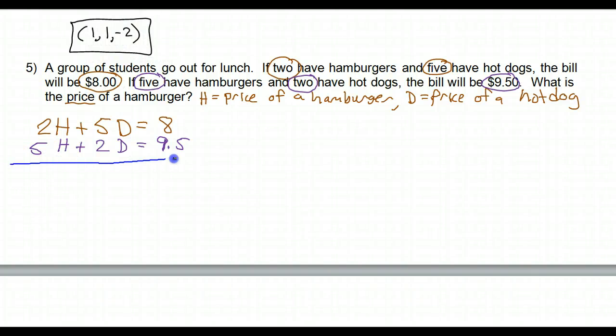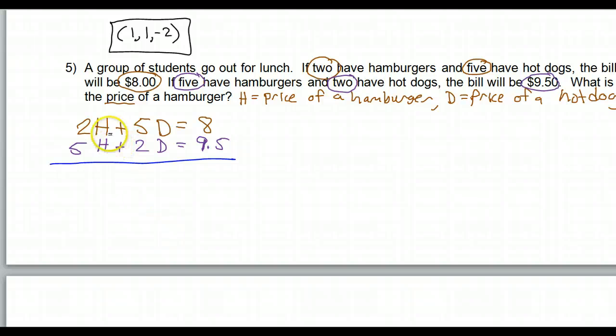If I do some elimination, it would be good to, let's see, they want us to find the price of a hamburger. So I'm going to eliminate the dogs. That will just leave hamburgers. Save us a step. So I can eliminate the dogs if I multiply the top by 2. All right, that'll make 10. If I multiply the bottom by 5, -5, because that'll make -10.